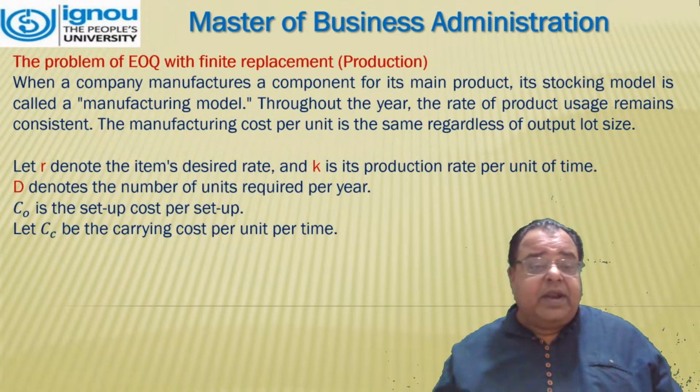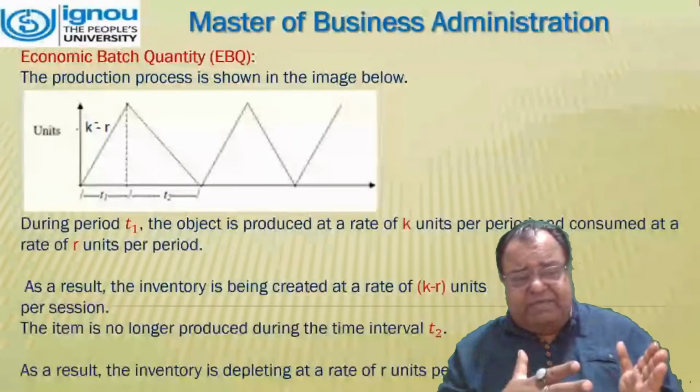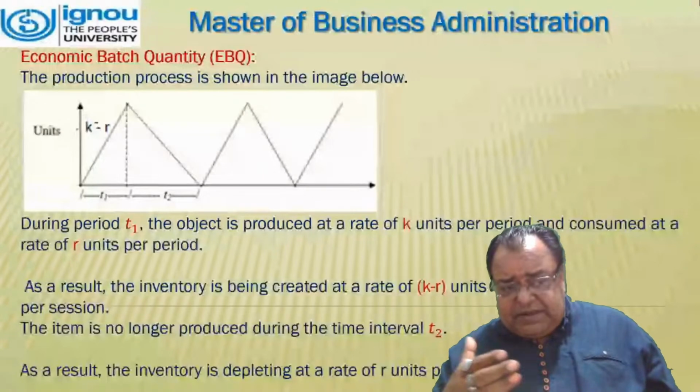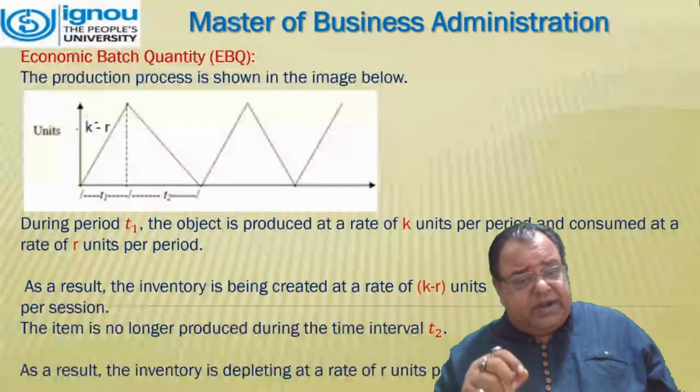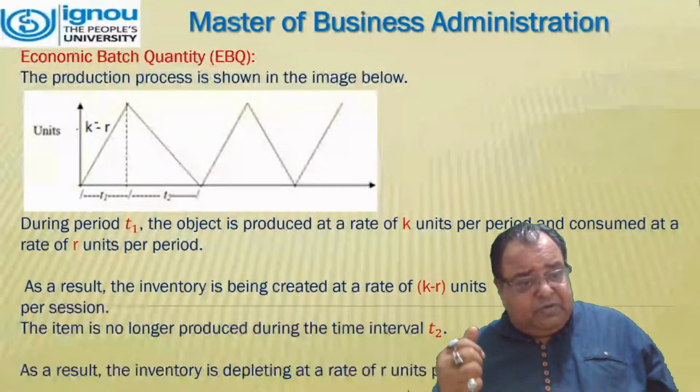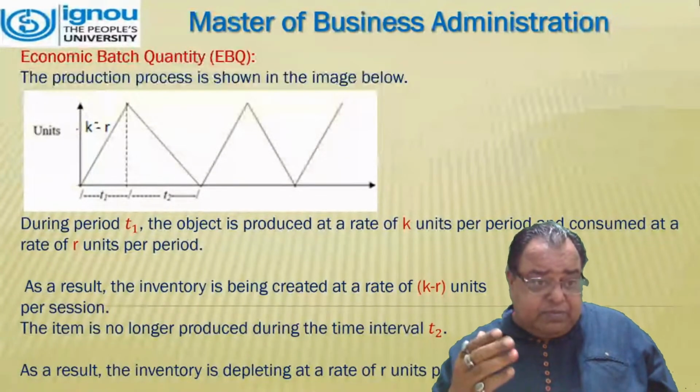For economic batch quantity, that is EBQ, here we see that the graph has slightly changed with the passage of time. That time has been broken up into two different times, that is T1 and T2. And the highest point is the rate.